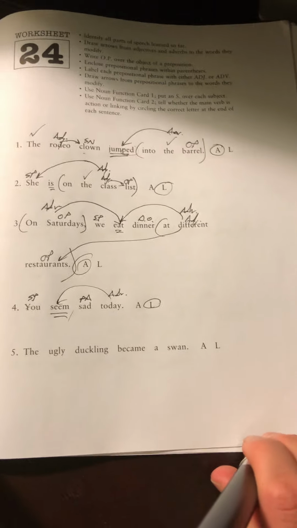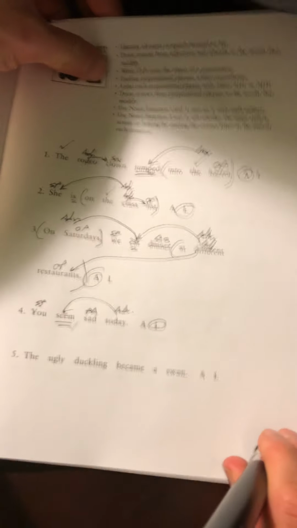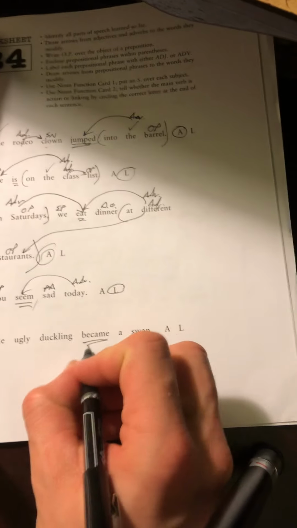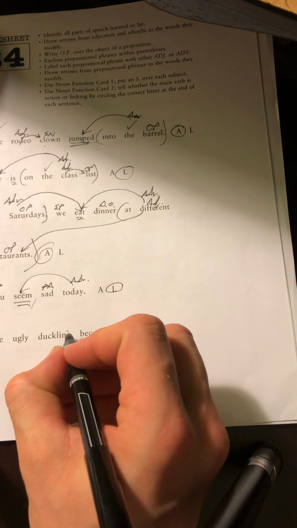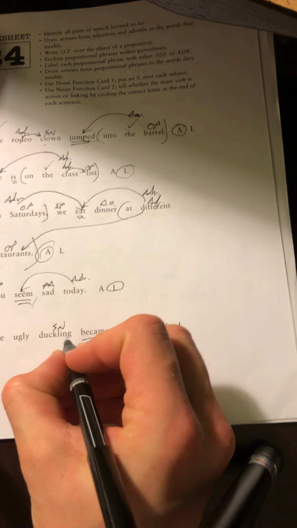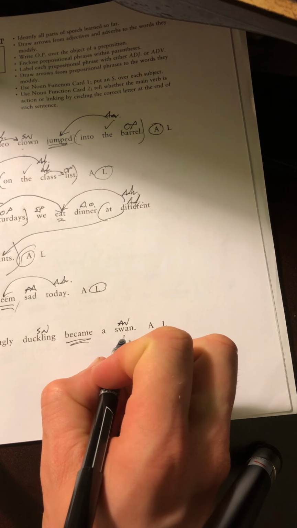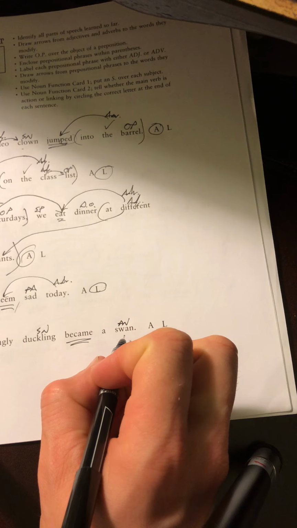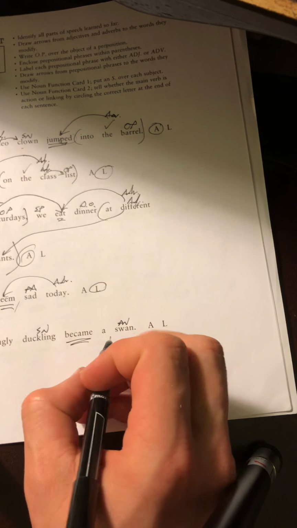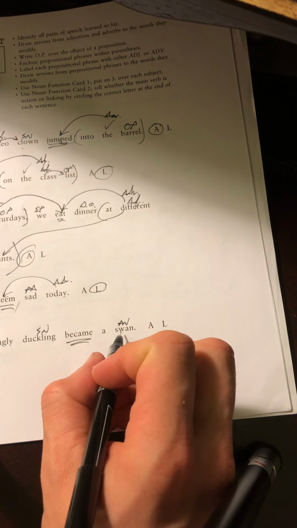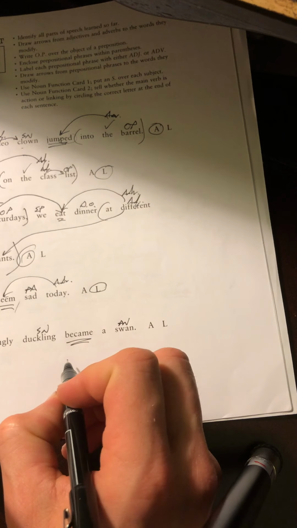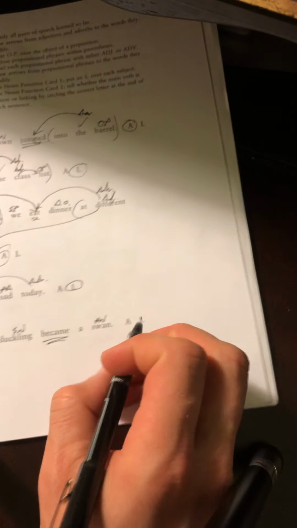I apologize, I'm trying to write around this leg right here on the stand for the camera. The ugly duckling became a swan. All right, so became is the verb, it's in the past there. Who or what became? The ugly duckling. Duckling is a noun. Became what? Became a swan, a predicate noun. This time, it is not modifying, it's renaming. It's further describing duckling by giving it another name in that way, a new noun. So, became then is a linking verb.